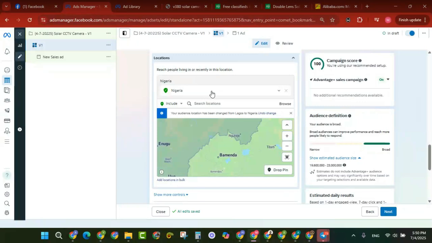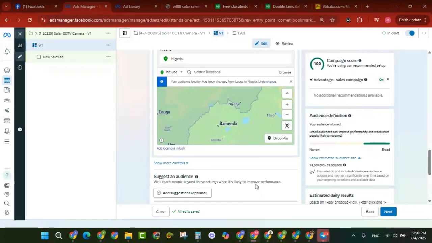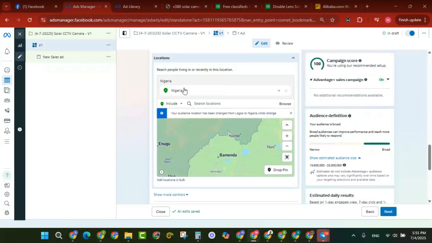And I do hear people saying it in different forums. That's how it is. When you target a particular location, you'll be getting results from different places outside those locations. So that's that. So for e-commerce ad, that's why I'm going to tell you to keep it in Nigeria.